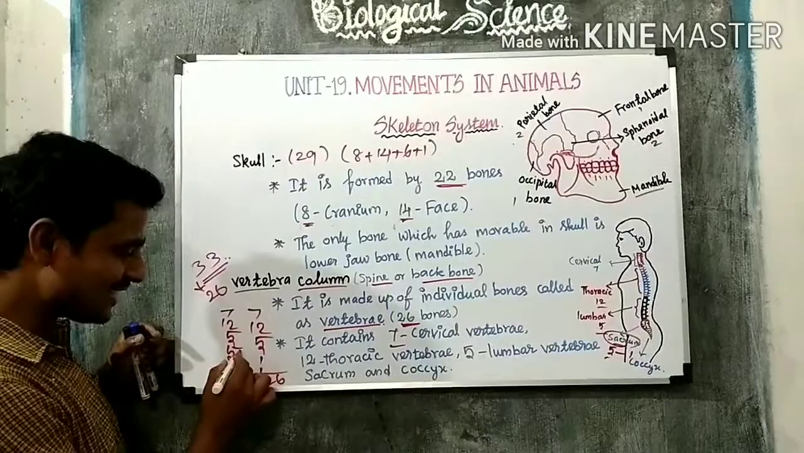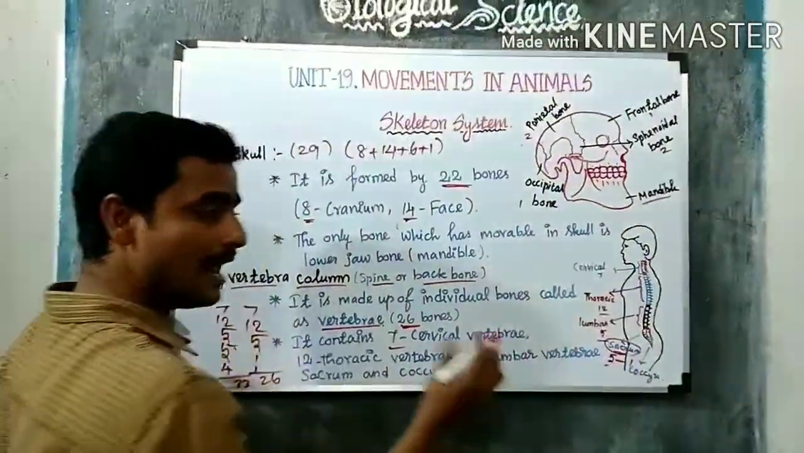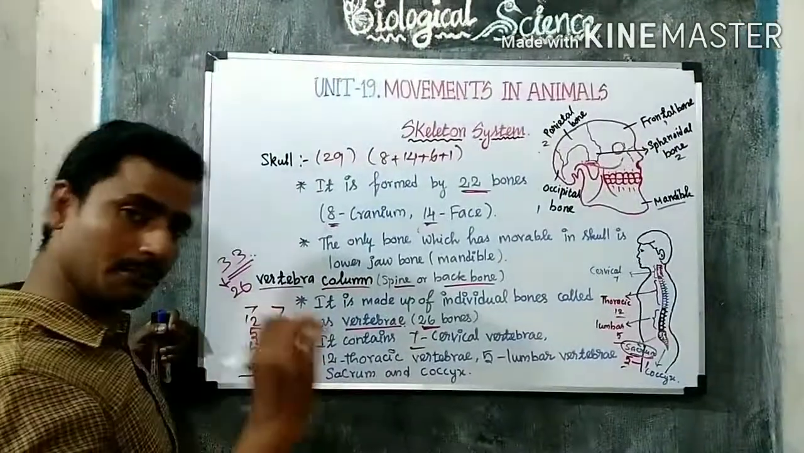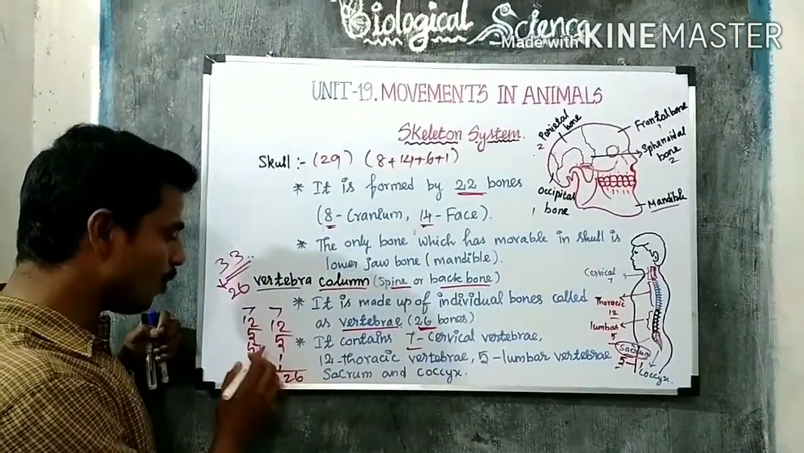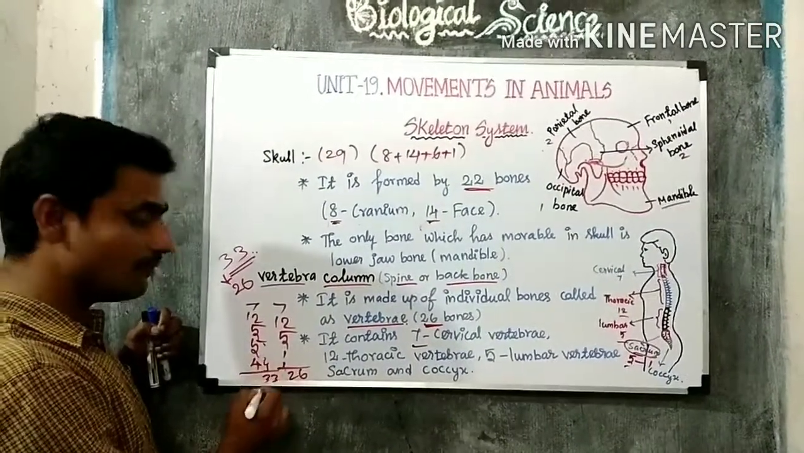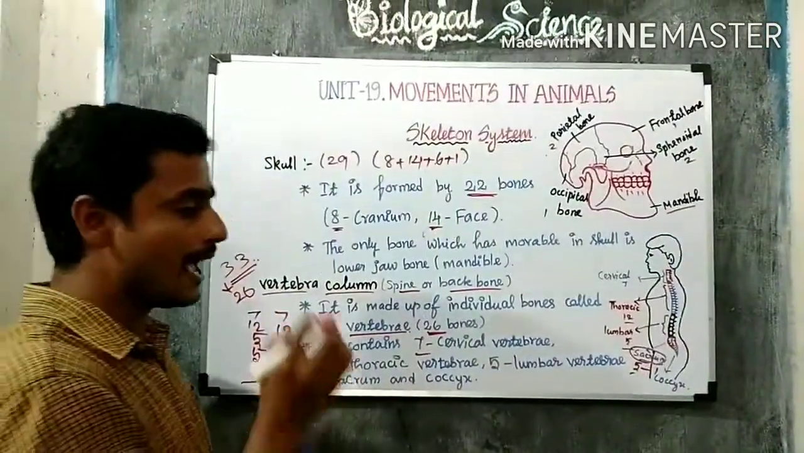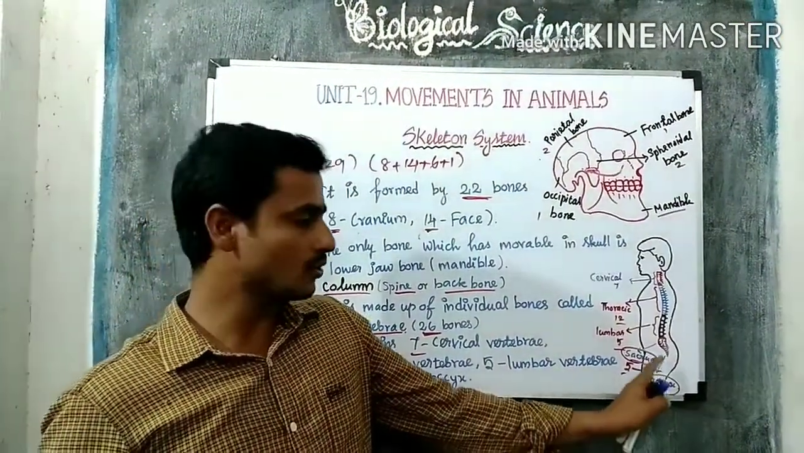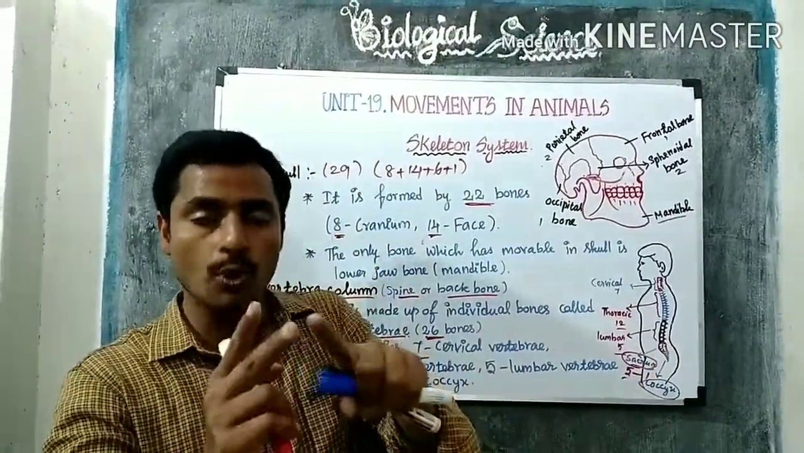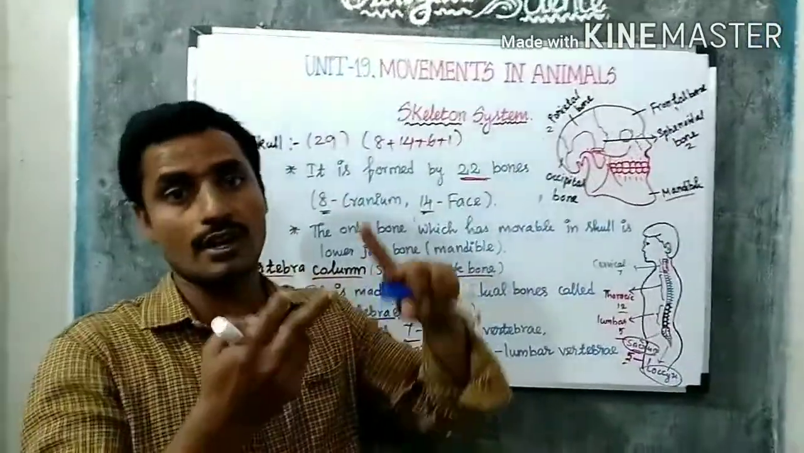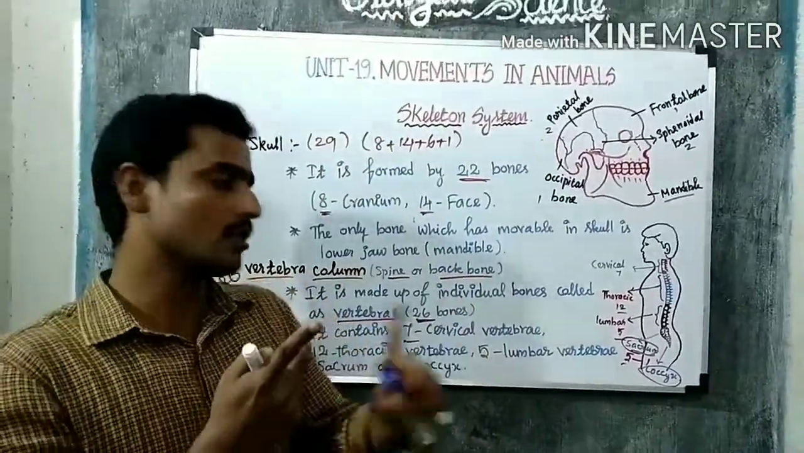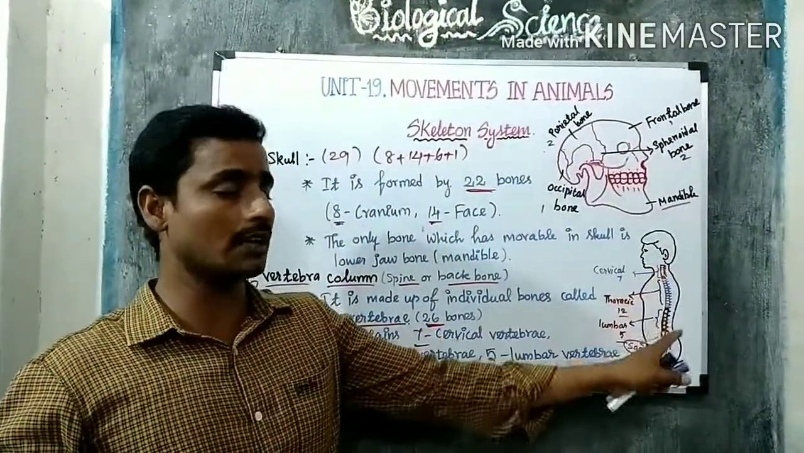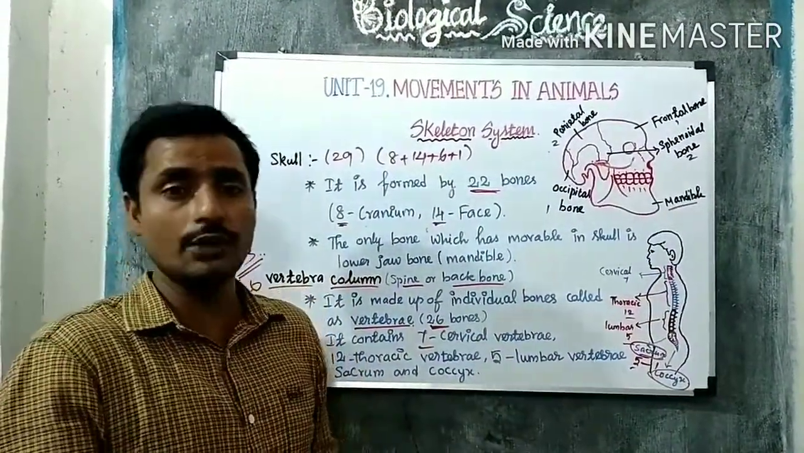So these 5 sacral vertebrae are fused together and they form a single bone called sacrum. And the 4 coccygeal vertebrae are fused together and they form a single bone called coccyx. So in our tail region we have only 2 bones, sacrum and coccyx. Totally we have 26 bones in our vertebral column.